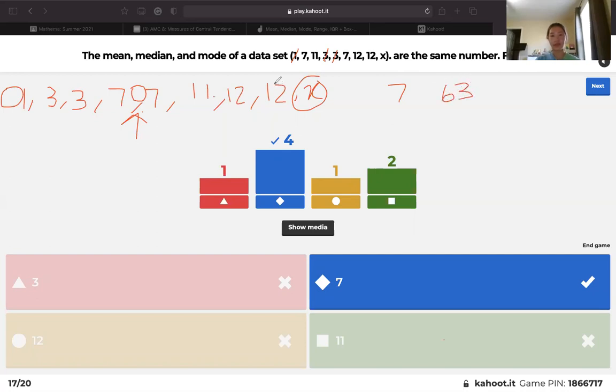And then if we add the numbers we already know, 7 times 3 is 21, 32, 44, 56. So if we subtract, it gives us 7, which is our answer right here. So good job if you got that one right. That was also a bit harder.